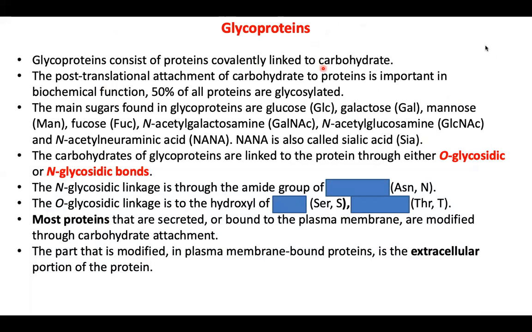I am going to quiz you on this. So we talked about what O-linked glycosylation means. We talked about what N-linked glycosylation means. For N-linked glycosylation, what is the name of the amino acid that needs to be present? Asparagine. Perfect. And what about O-linked glycosylation? What two amino acids can I have? Serine and threonine. Perfect. That's really important. It's one of the main concepts of this.